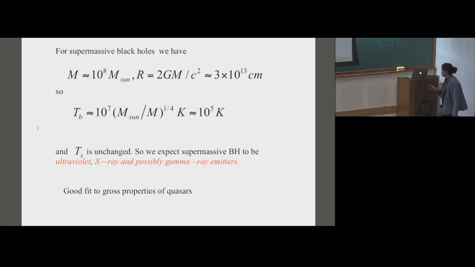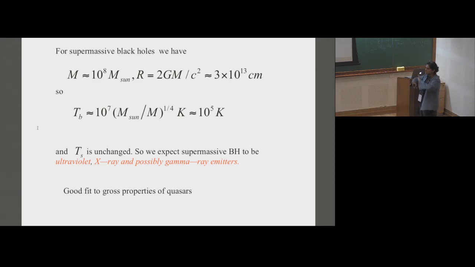So for supermassive black holes, you can plug in the relevant mass, right, which is 10 to the 8 solar masses or so. And then what you find is the black body temperature is about 10 to the 5. And the shock temperature that you get is roughly the same. So once again, you expect supermassive black holes, though because this temperature is much lower, you expect them to glow in the UV as well.